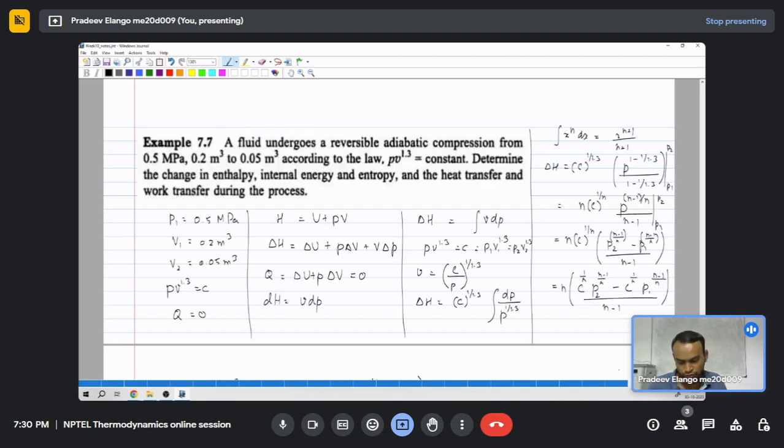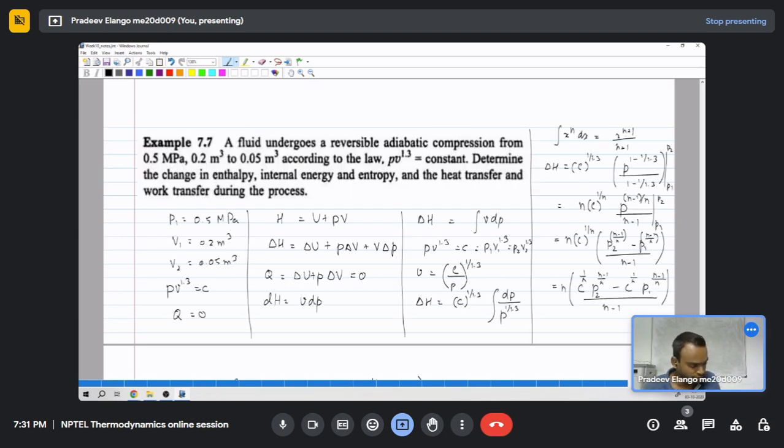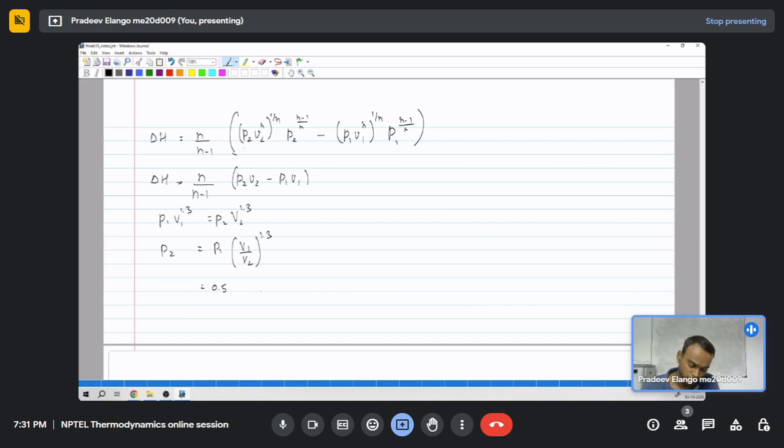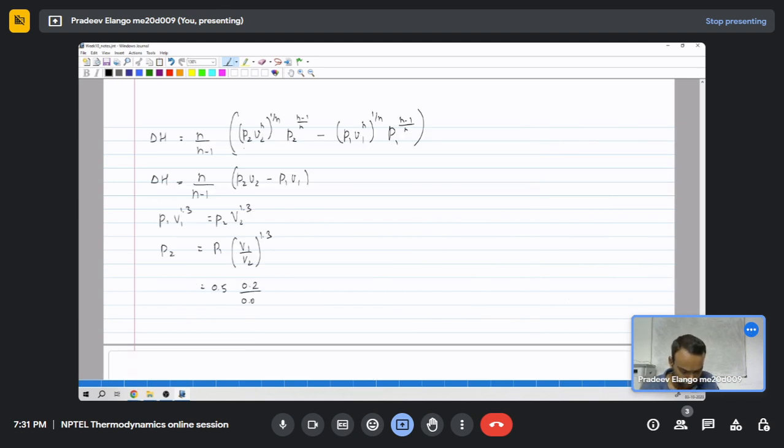Now we need to know the value of p1 v1 and p2 v2. For the second state we know v2, but p2 is not known, which can be calculated using the expression p v power n is equal to constant. So we have p1 v1 power 1.3 is equal to p2 v2 power 1.3. So p2 is p1 into v1 by v2 power 1.3. So p1 is 0.5 megapascal, and v1 by v2 is 0.2 by 0.05, whole power 1.3. So can you calculate the value of p2?